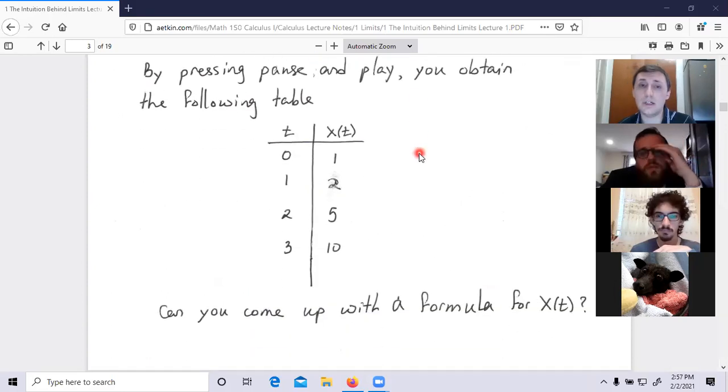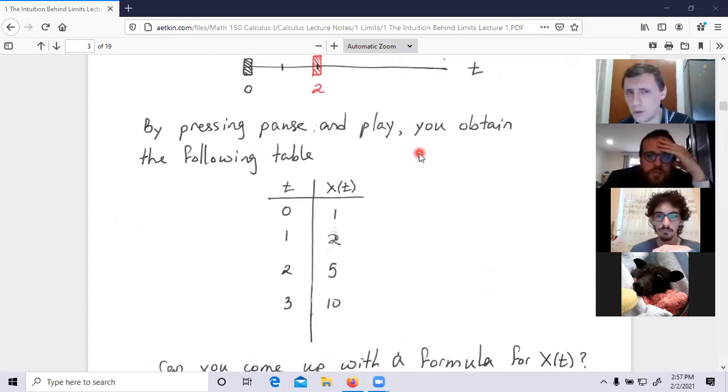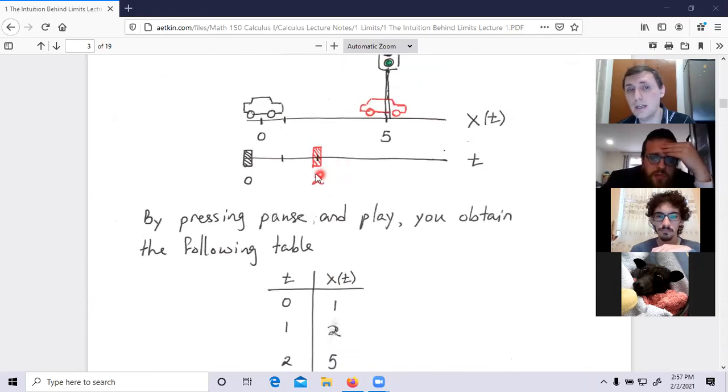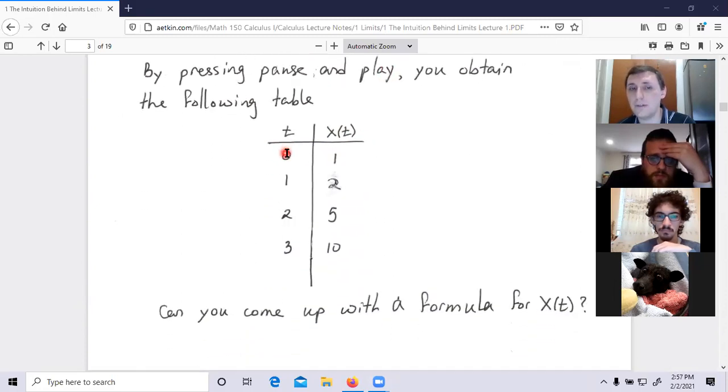All right, so to make it more concrete, imagine that those are observations that you were able to make. So x of t, let's look at it. This is the position at any moment of time t. Let's say when t is equal to 2, the car is at 5. Good? Imagine this is what you have obtained. Let's see if you can figure out a formula for the function of time of the car. This is the way the car is moving.